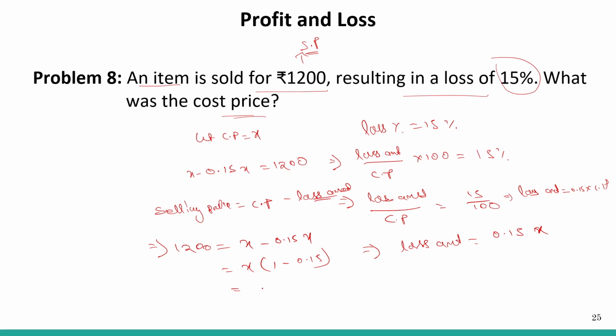So this is equal to what? 0.85x. This implies that X is equal to what? 1200 into 0.85. Okay. 0.85. So this is equal to what? 1200 into 100 whole by 85. Okay. So let's see.